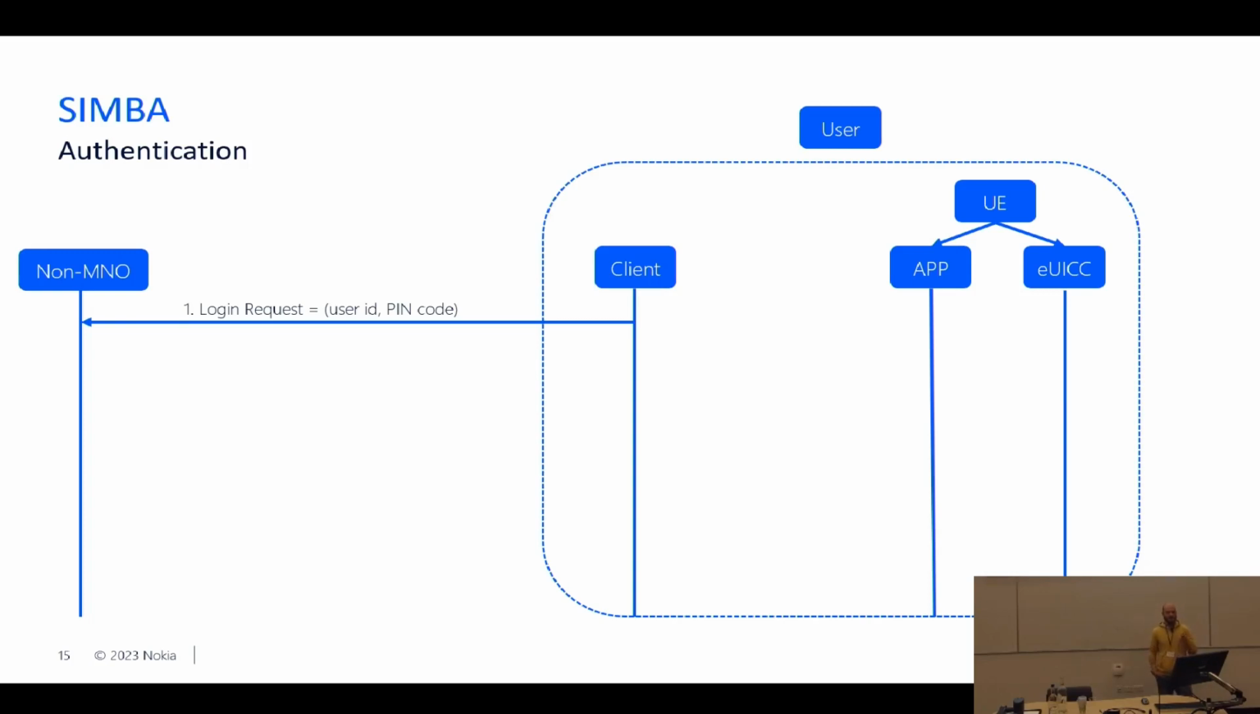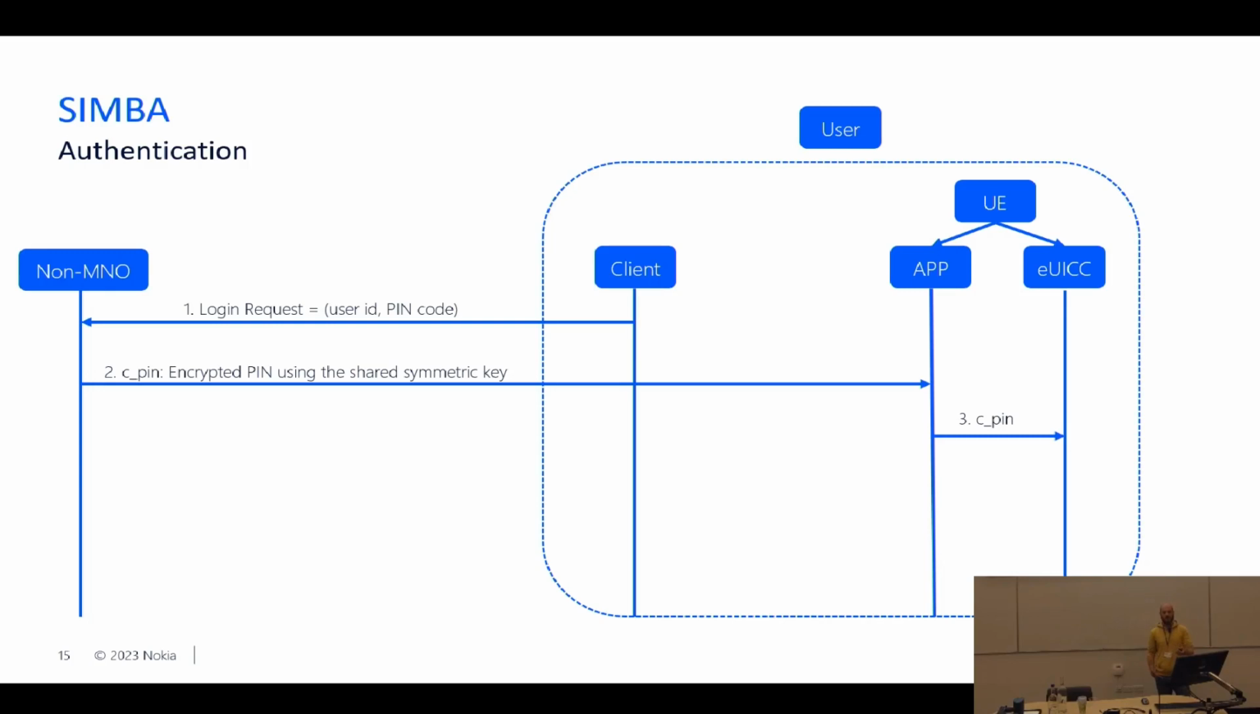As a next step, the non-MNO entity encrypts this PIN code with a third symmetric key and sends it over to the UE, who will forward it to the EUICC with the help of the subprofile body. At this point, the EUICC, the subprofile body, will make all the checks for integrity and freshness of the messages, and if everything is correct, it will output an accept message.